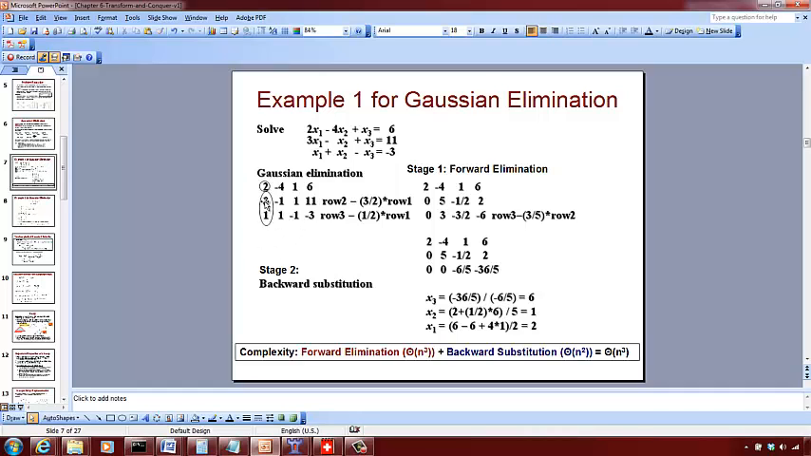The transformation is we are making row 2 equals row 2 minus this coefficient 3 over 2 times this row 1. Similarly, row 3 equals row 3 minus the row 3 coefficient, which is 1, divided by 2 times row 1. So when you do this transformation, row 1 remains the same, then this becomes 3 minus 3 over 2 times 2, so that's going to be 0. The objective is actually to make 0.